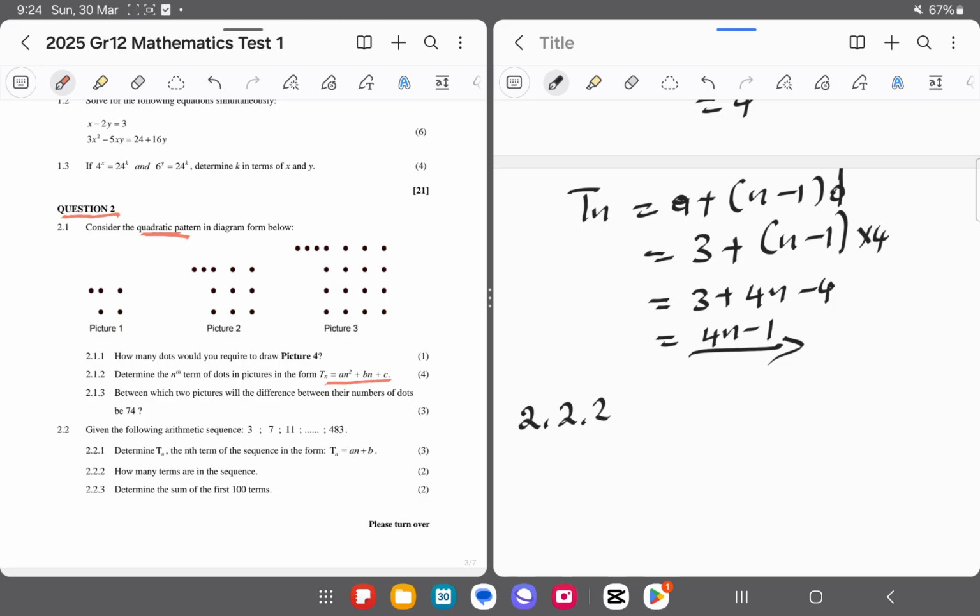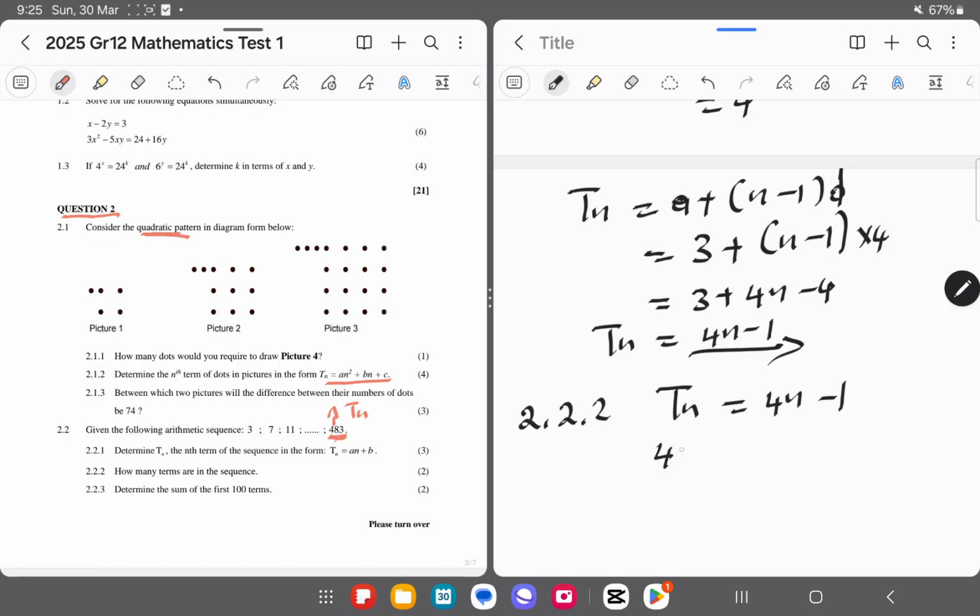2.2.2 says how many terms are in the sequence. Now, because we are given the last term, which is 483, it's your Tn. So because you have Tn equal to 4n minus 1, and you are already given Tn, which is your last term, it means you need to know how many terms you have in that sequence.